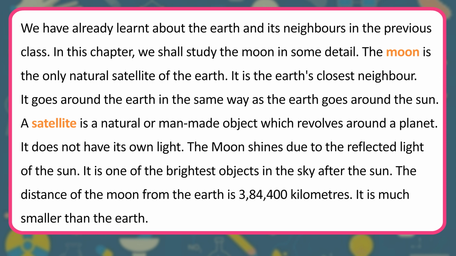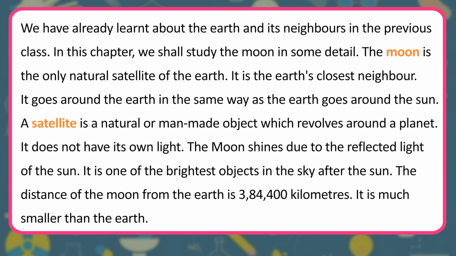The moon is the only natural satellite of the Earth. It is the Earth's closest neighbor. It goes around the Earth in the same way as the Earth goes around the sun. A satellite is a natural or man-made object which revolves around a planet. It does not have its own light. The moon shines due to the reflected light of the sun. It is one of the brightest objects in the sky after the sun.